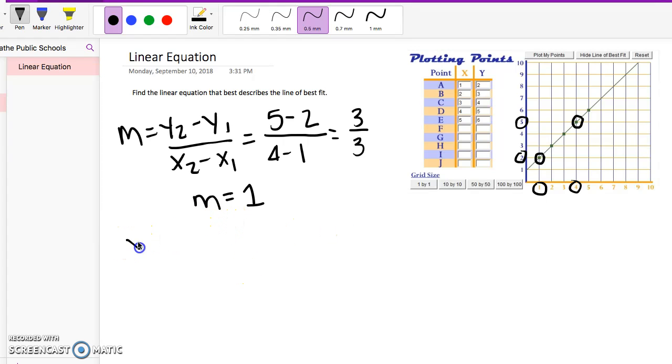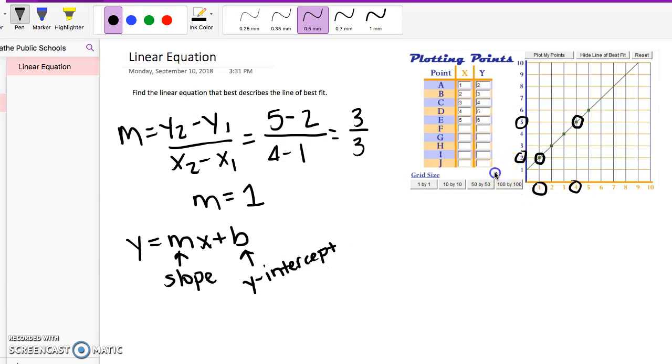Remember that a linear equation looks like this, where y and x stay the same. m is our slope, and b is our y-intercept. And the y-intercept is the point on the graph where your line crosses the y-axis. The best thing you can do to figure that out, even if you see it on the graph, go ahead and calculate it just to be sure, is to use the point-slope equation.